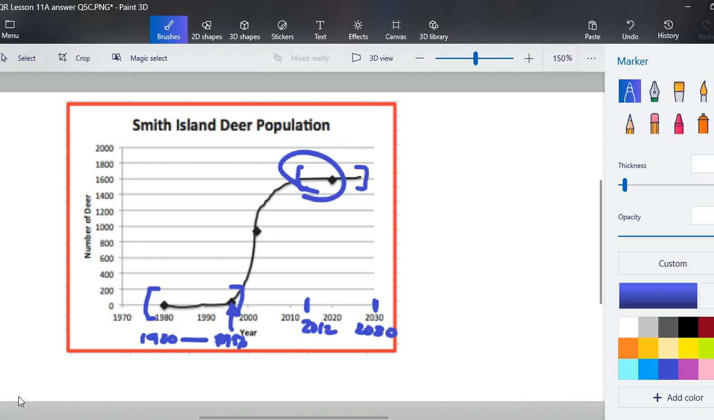But then it says, when was the growth rate the highest? And from about right here to about right here, around 2002 up to whatever you'd like to call that, 2008, there is a spike in the growth rate.